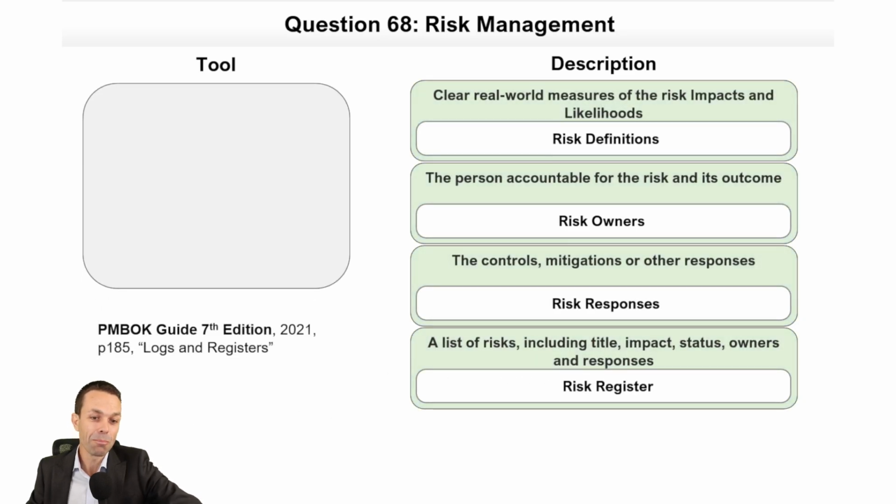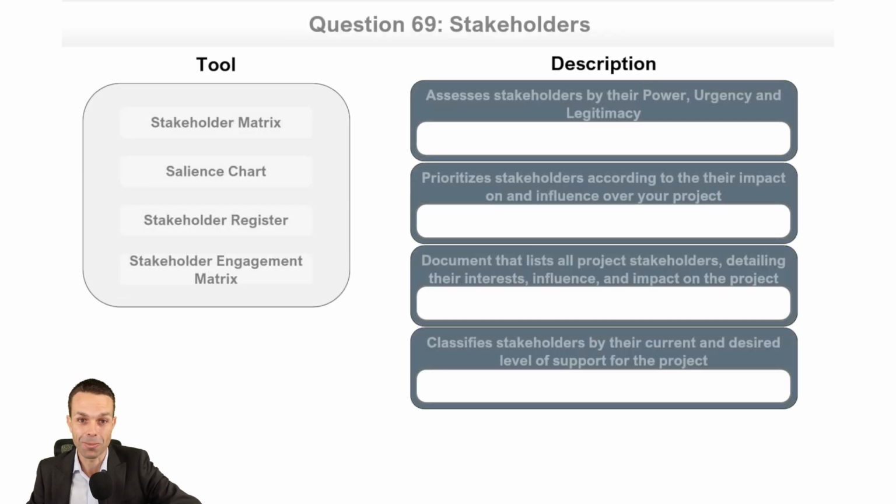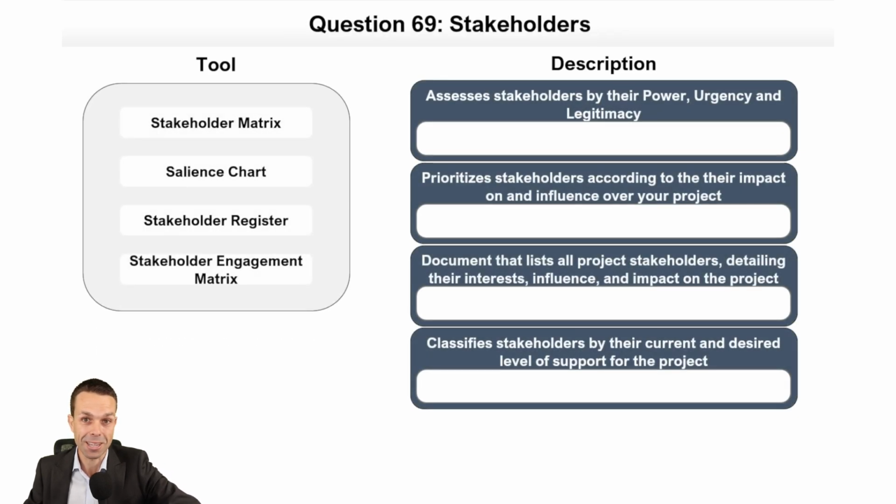And there we are. PMBOK Guide 7th edition, 2021, page 189 under logs and registers. Excellent. How did you guys go with that one? 2 to go in this little section. So let's keep going. Assessing the stakeholders by their power, urgency, and legitimacy. That is our salience chart.